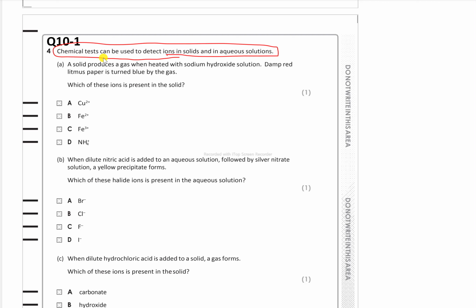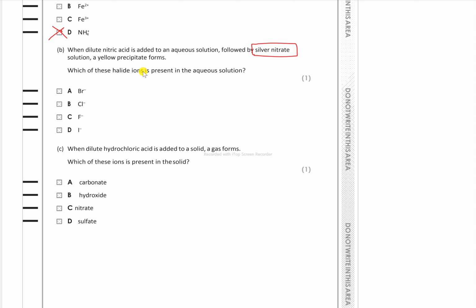Dilute nitric acid is added to an aqueous solution followed by silver nitrate. Silver nitrate is for halogens, so think of it as silver halide. Fluorine is too reactive, so we don't use that. We use chlorine, bromine, and iodine. Chloride gives a white precipitate, bromide a cream one, and iodide a yellow precipitate, so a yellow precipitate means the iodide ion.